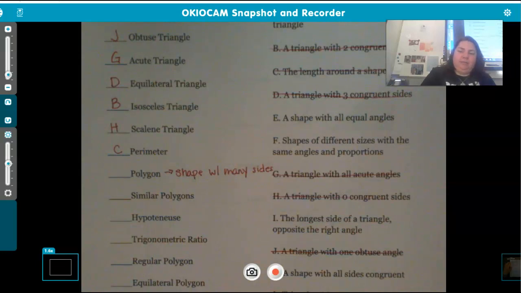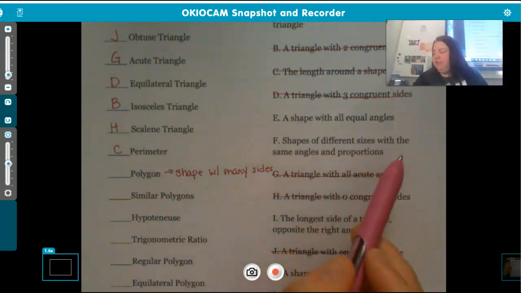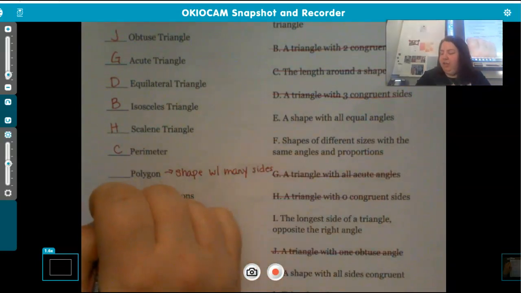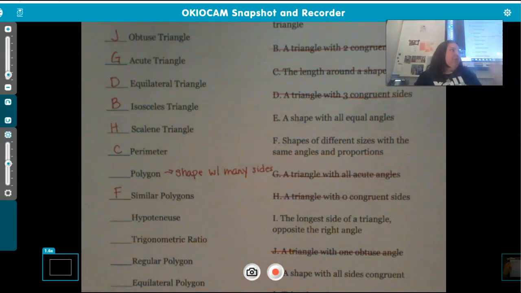Similar polygons. This is going way back to like January. Yes, I missed the definition on there. Not K. Similar polygons. Not M. F. Shapes of different sizes with the same angles and proportions. If you think way back to late January, early February, when we were using proportions to find lengths of triangles that were similar, but one was a blown up version of the other one.